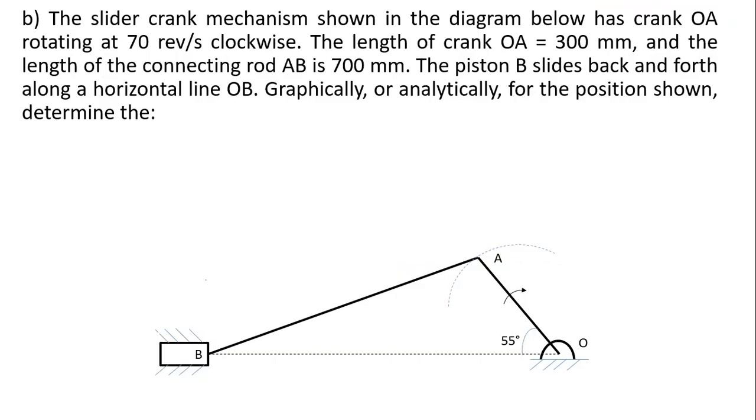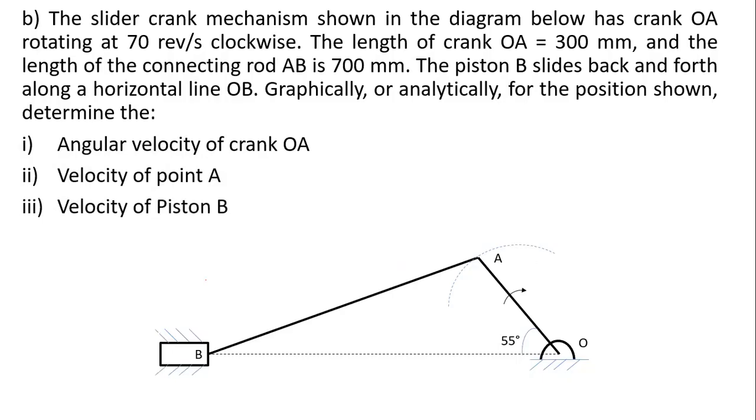So part B, we have a slider crank mechanism as shown in this diagram. Crank OA rotating at 70 revolutions per second clockwise. The length of crank OA is 200 millimeters. Length of connecting rod is 700 millimeters. Piston B slides back and forth along the horizontal line OB. So graphically or analytically, for the position shown, determine angular velocity of crank OA, velocity of A, velocity of piston B, and angular velocity of connecting rod AB.